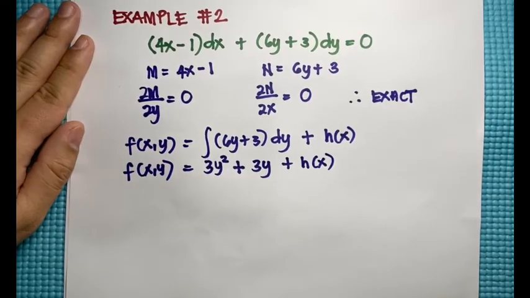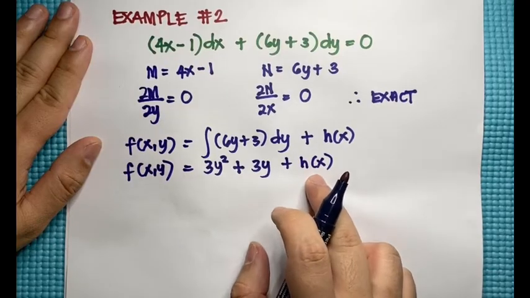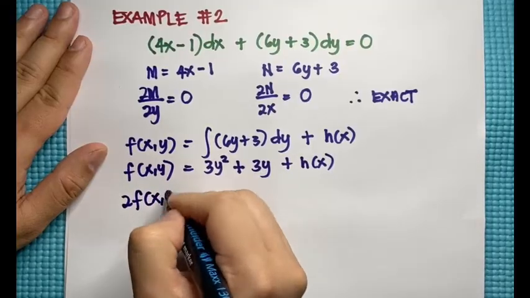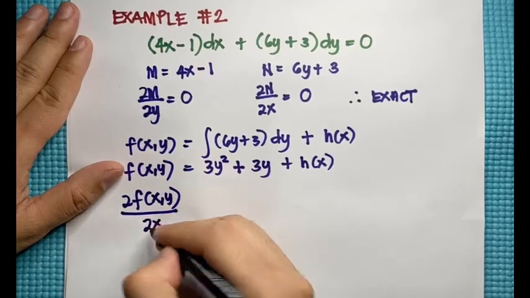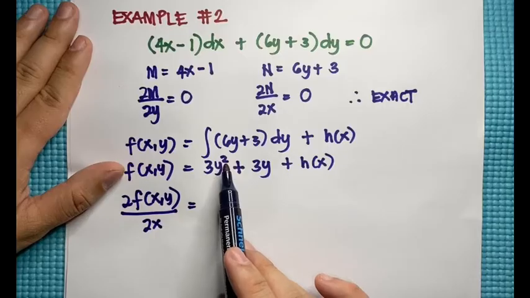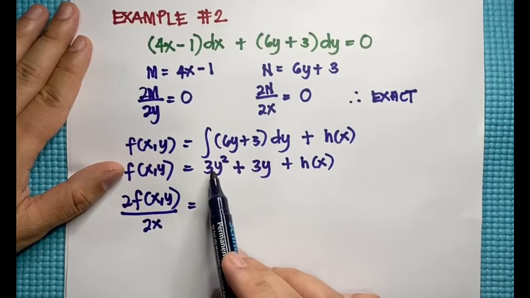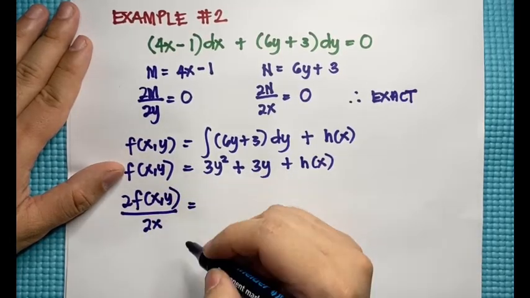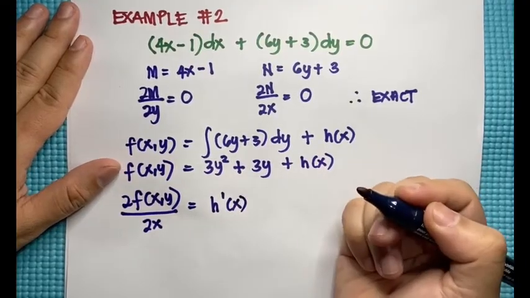So the next step would be the partial differentiation. Since this is h of x, we are going to differentiate the function f of xy with respect to our variable x. Again, this is 3y squared, so everything is constant. 3y is constant as well. Therefore, the derivative of this is 0, the derivative of this is 0, and h of x would be h prime of x.